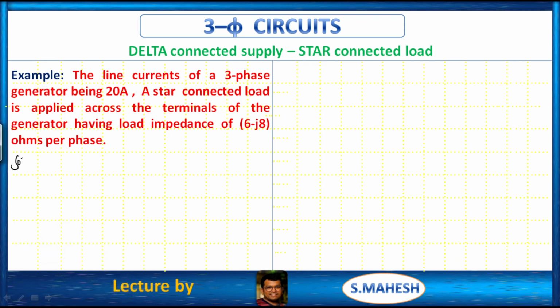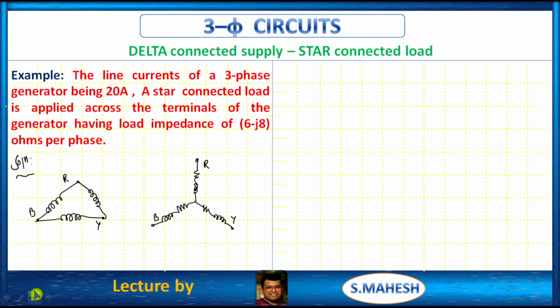Right, first we have to get the connection diagram. Delta connected supply system, these are the three-phase windings R, Y, B completed. Then coming to star connected load, this is R, this is Y, this is B.